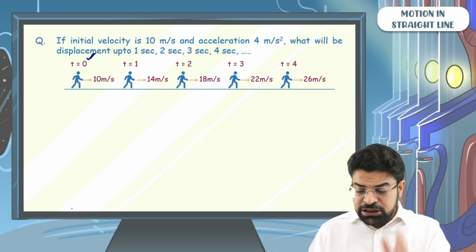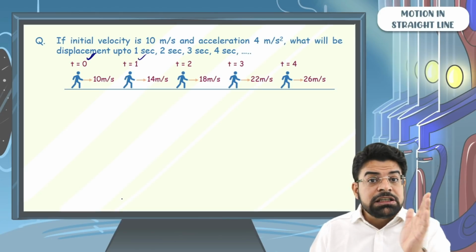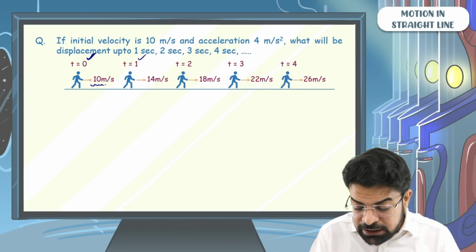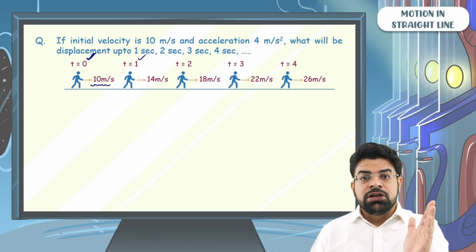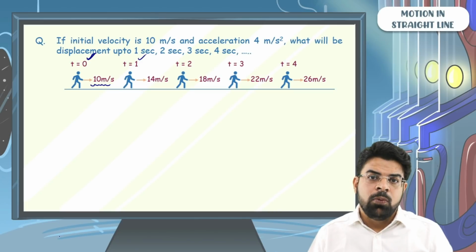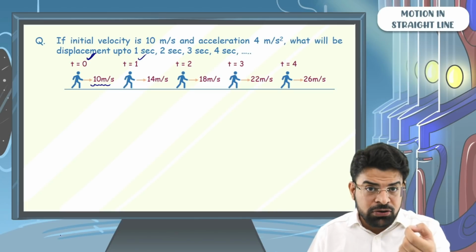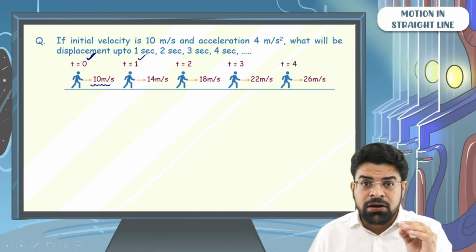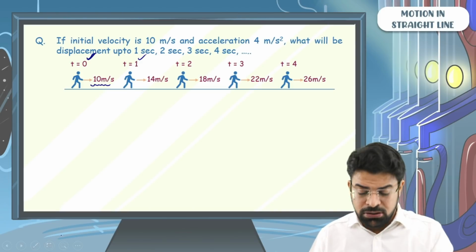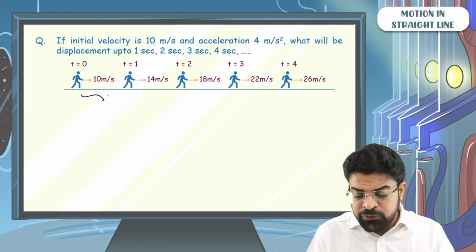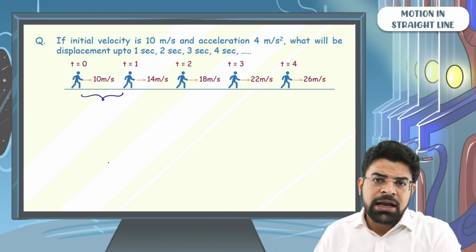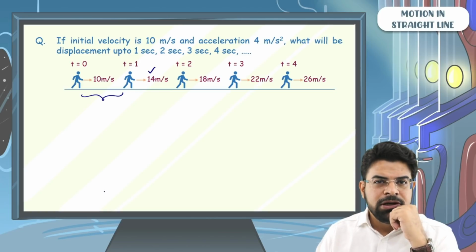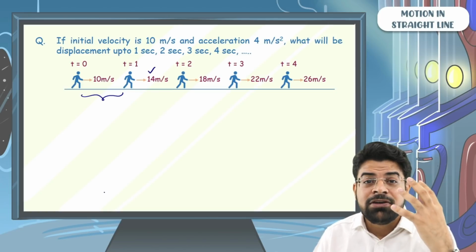As the time changes from 0 to 1, the velocity is continuously increasing. So you can't take 10 meter per second as the velocity for the entire journey. Why? Because it is the initial velocity. During the entire journey, the velocity is 10 nowhere after the initial time. Okay. For this time frame of 1 second, can I take the velocity of the person to be 14 meter per second? Sir, this is uniformly accelerated motion.